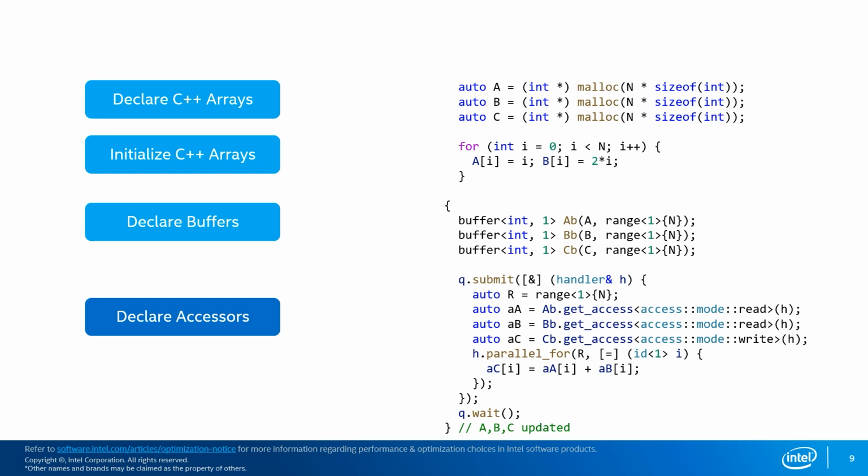After our buffers have been created, we begin launching our kernel. First, we must declare accessors for each buffer. We declare 2 read-only accessors for our inputs and a write accessor for our output. After we create our accessors, we define our kernel by calling parallel for on the handler. The kernel reads from our input accessors and writes the sum to the output.